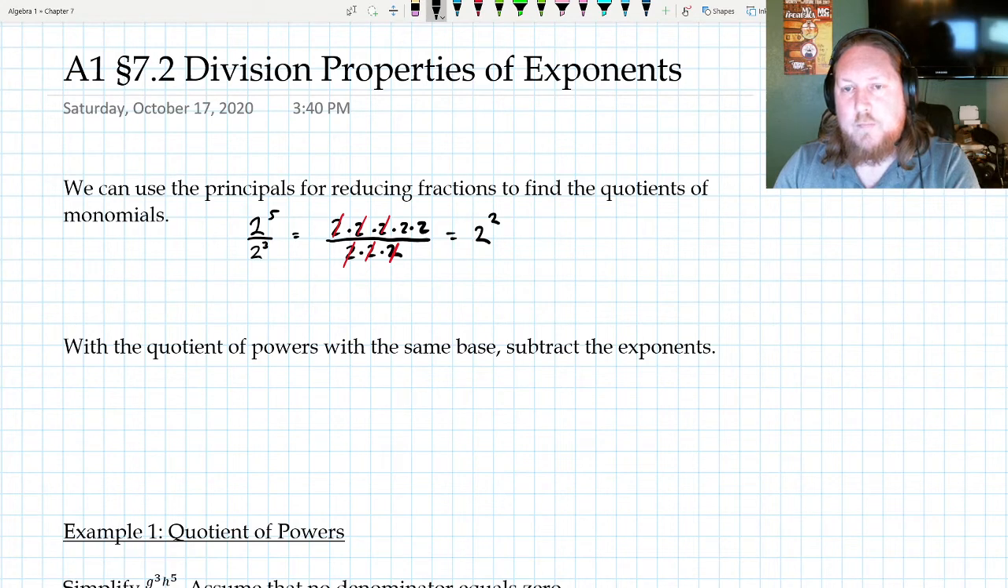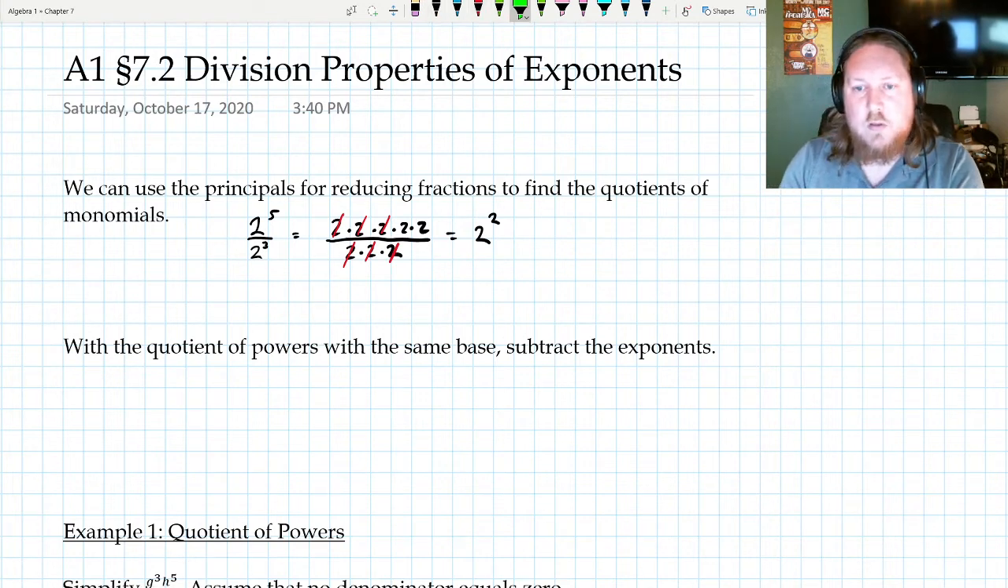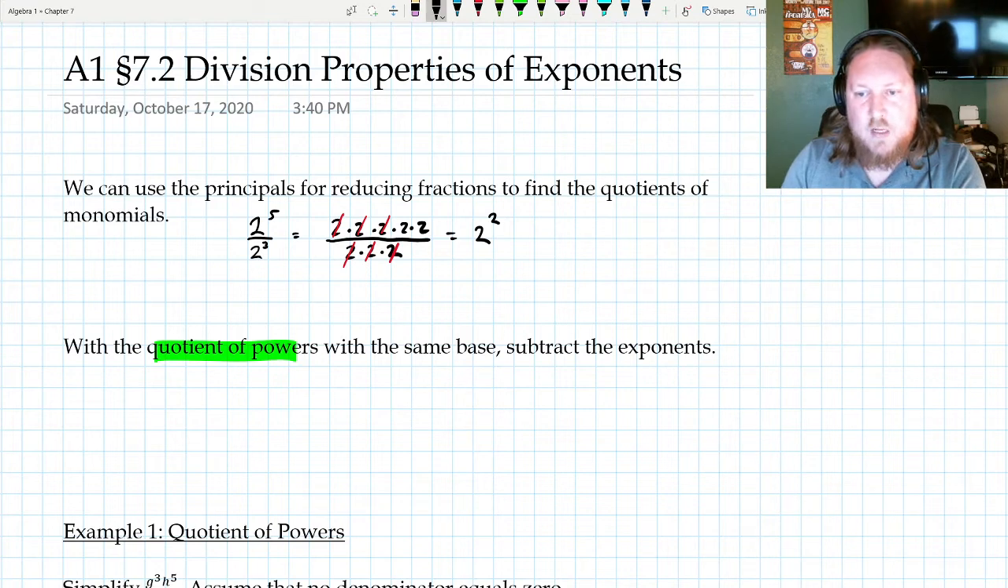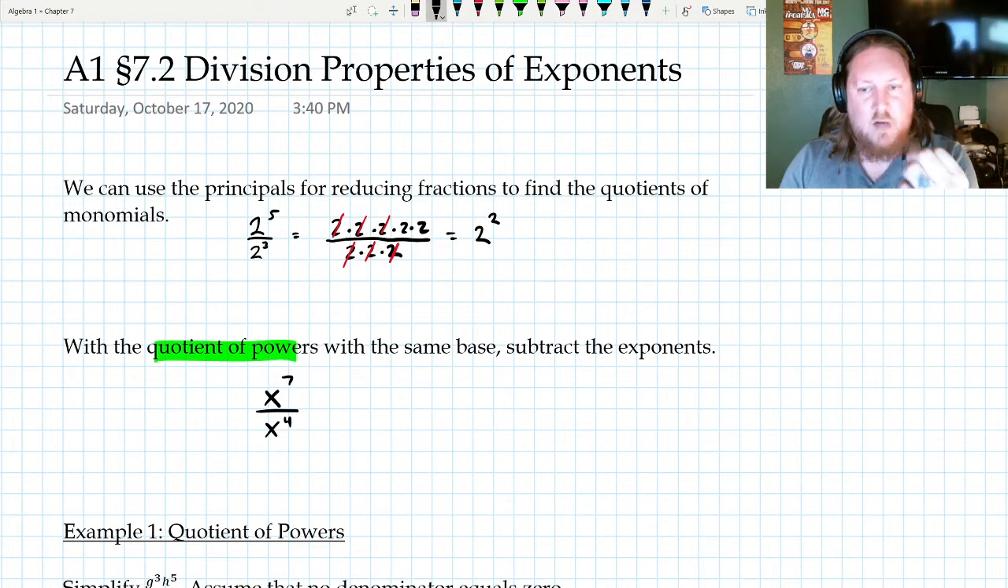second power. Well, if you notice, there's a shortcut for that, and that is actually the quotient of powers rule. So if I have two numbers of the same base, like x to the 7th over x to the 4th, both the bases are x, I can simplify it by taking the power of the numerator and subtracting the power of the denominator. 7 minus 4 is x cubed.